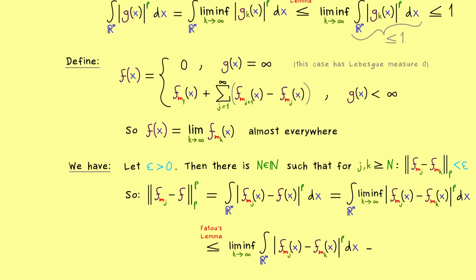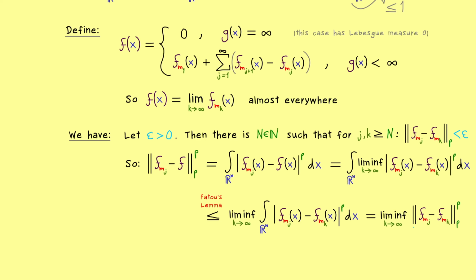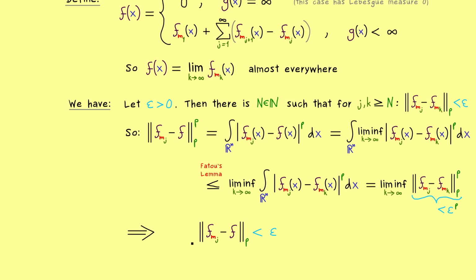And then you see what remains on the right hand side is almost our p norm again. More precisely, it's exactly the same thing we have written before, just to the pth power. Hence we know if the indices are greater than our capital N, then the whole thing is less than epsilon to the power p. And then we can immediately conclude that the p norm of f_{m_j} minus f is less than epsilon. And please note, this nice result holds for every j that is greater than the capital N.